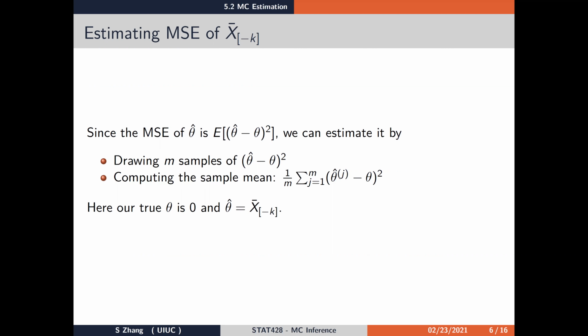All right, since the MSE of theta hat, the x bar in this case, is in general given by the expectation of theta hat minus theta, squared, we can estimate it by drawing m samples of theta hat minus theta squared, and then computing the sample mean of these m samples. Here we know that our true theta is 0, and our theta hat, the estimator, is the k-th level trimmed mean.